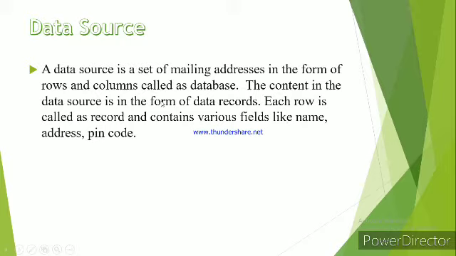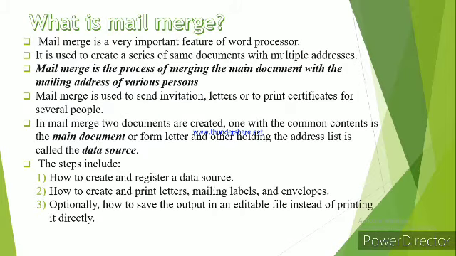Okay, so data sources are made up of rows or records, we can call them. Each row is called a record, and these records contain name, address, pin code, city, state, telephone number, email address, like that. Okay, now what operations will be performed while creating a mail merge?